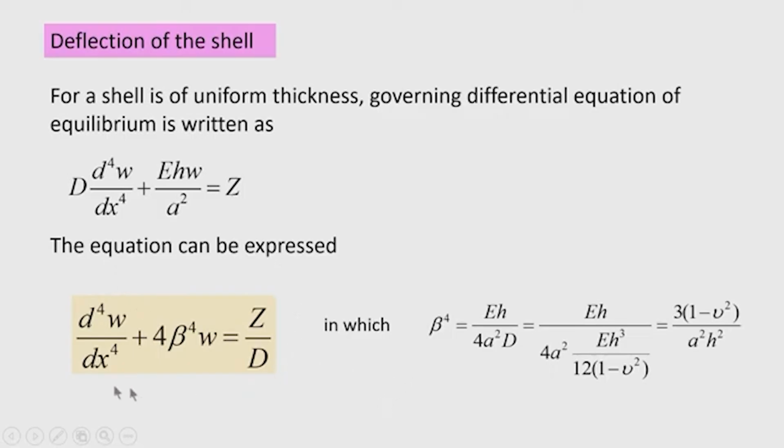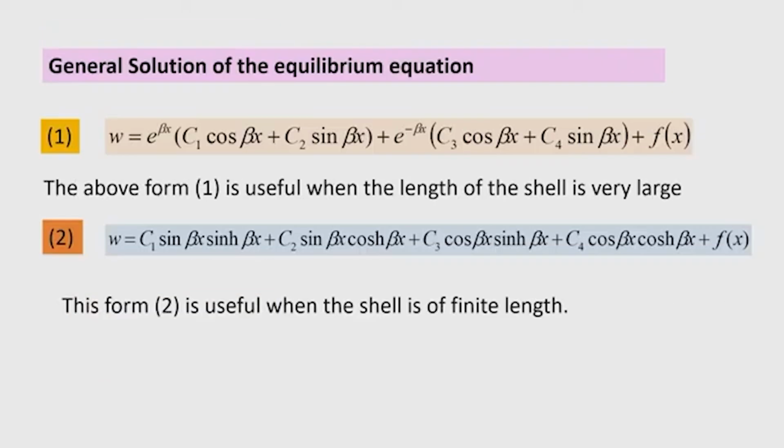Okay. So, with this differential equation, we shall now proceed to apply the solution in some problems that I have mentioned, a shell of finite length supported at the ends and a cylindrical tank. So, the general solution of this equilibrium differential equation has been found, and it can be expressed in two forms.